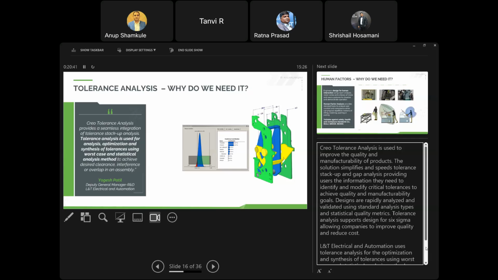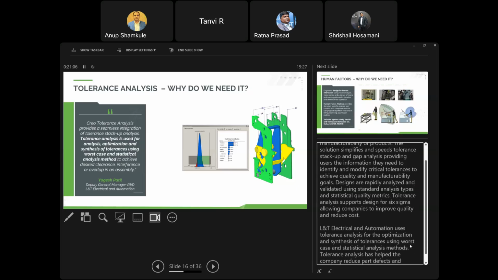And what we will be doing here is standard analysis type statistical quality metrics, where this tolerance analysis supports design for Six Sigma. If you wanted to go further, basically this is a 1D tool. When you wanted to explore 3D also, in terms of Six Sigma and all that, the CTOL option is also available where you wanted to explore it as a 3D tool as well. Okay.